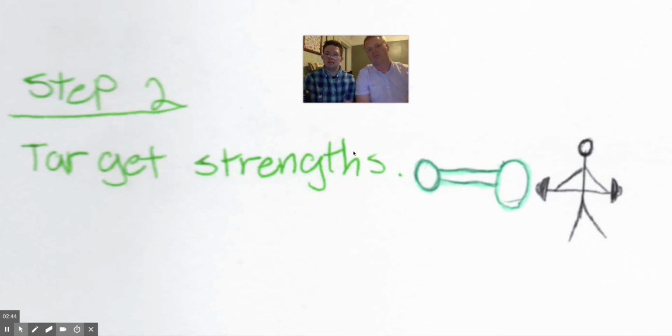Step 2 is target strengths. What does that mean? It means if someone has a strength in mind, something they will teach of how to lift something. Is it just strengths in terms of like muscles, or is it also things you're good at? Things you're doing good. What is something that you're really good at? What's one of your strengths?